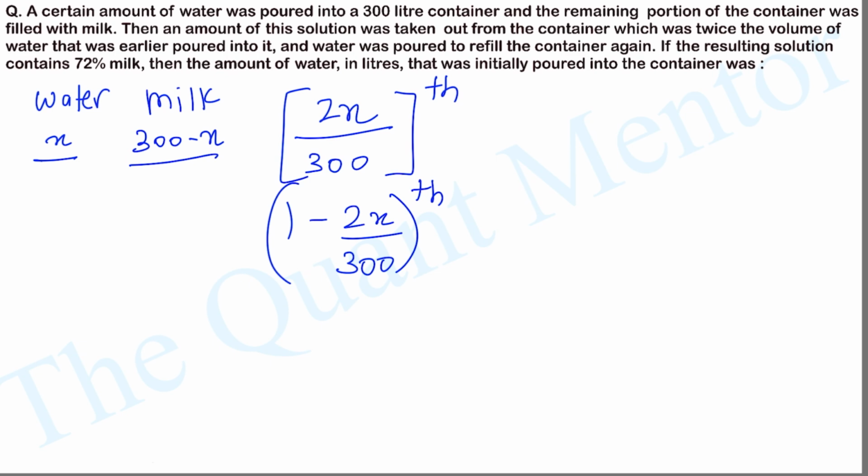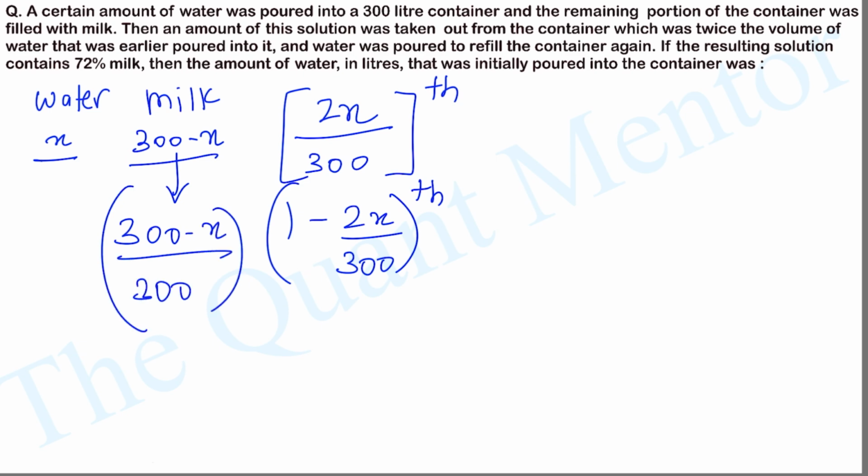Now, what was the initial fraction of milk in this? It was 300 minus x out of 300. And now 1 minus 2x upon 300 fraction remains. So what is the fraction of milk now in the mixture? 300 minus x upon 300 into 1 minus 2x upon 300. And this has been given to us as 72%, or 72% can be written as 72 upon 100.